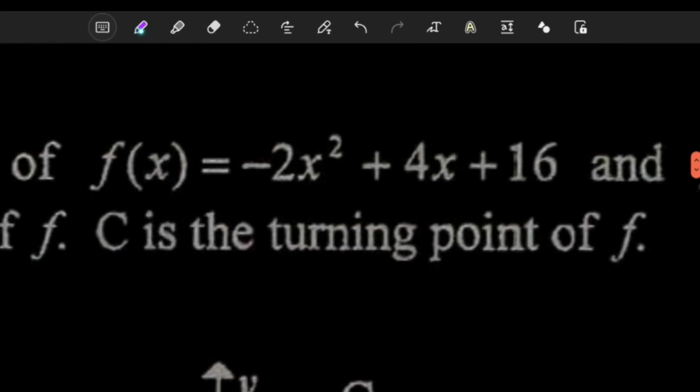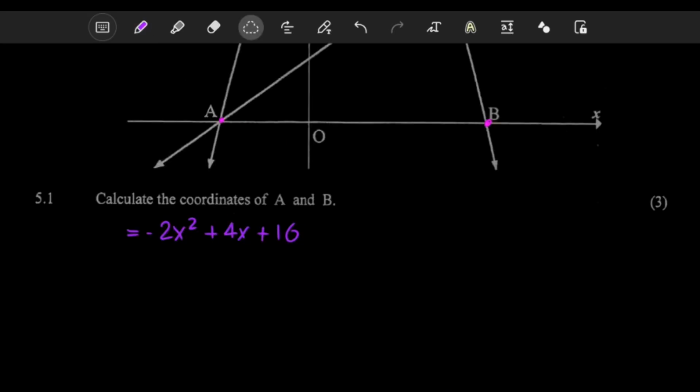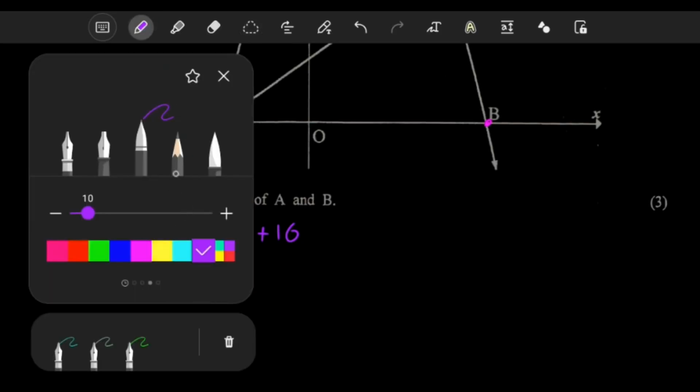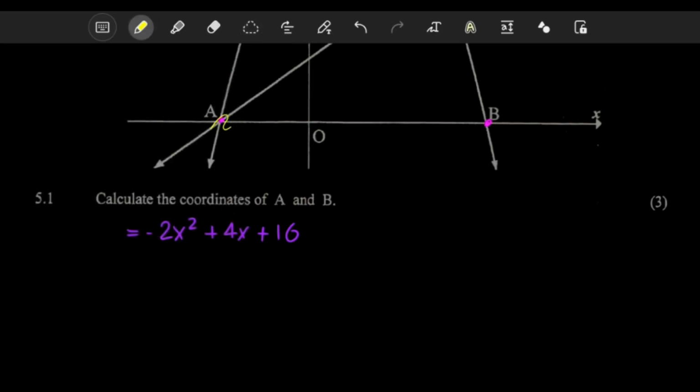It's even weird doing it, but we are going through everything in this paper, so we need to do it. If we're going to get the coordinates of A and B, we already know that the y value here is 0. We just don't know the x value. Here we also know that the y value is 0. We just don't know the x values. So these two x values, we're going to get by putting 0 into our equation, because we're basically saying, where the y value is 0, what is the x value?